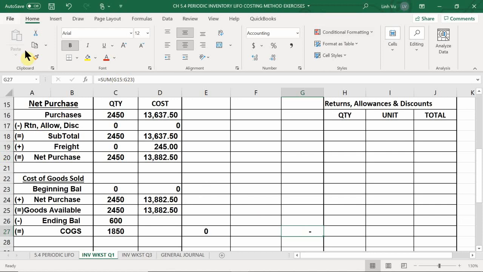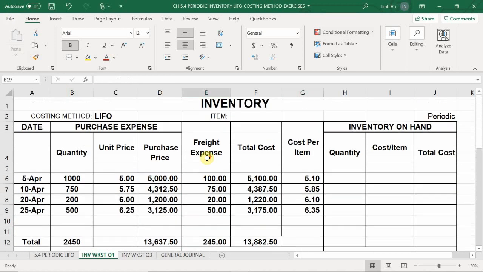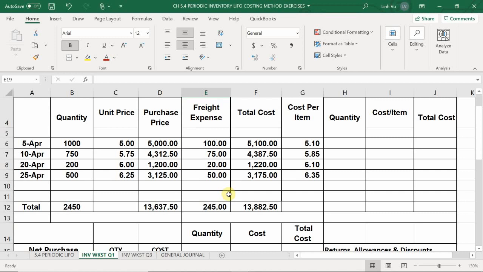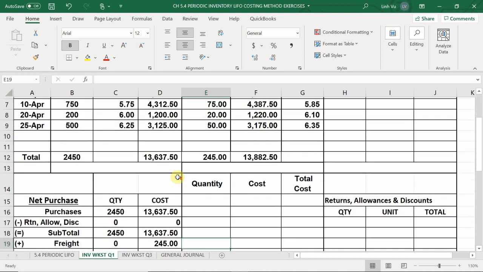Okay. So since we are using LIFO, which batch of inventory am I going to be using first? Or which one am I going to sell out first? Yes, the 500 items, which cost $6.35. In this case, I'm going to be using all of it because I've sold 1,850. That is definitely enough to get rid of this entire batch of inventory.